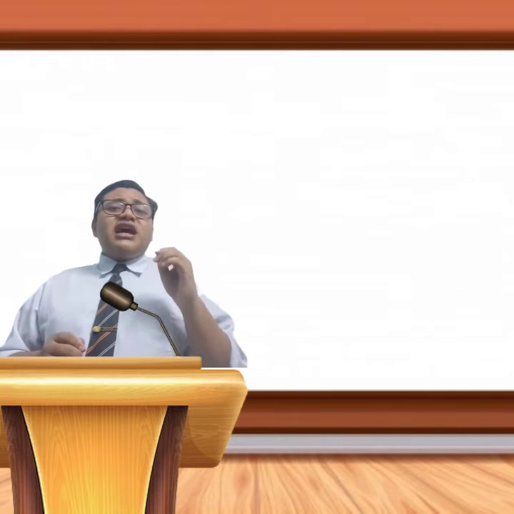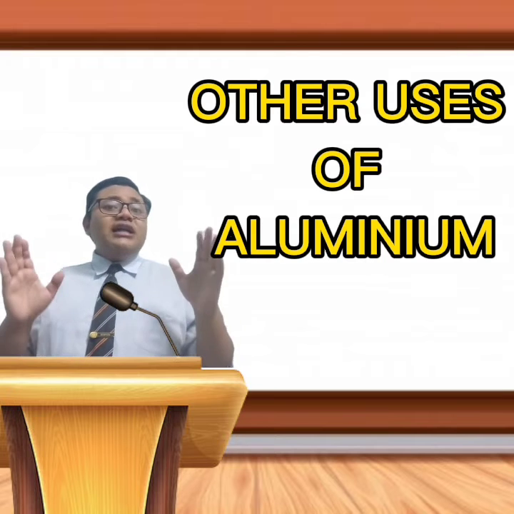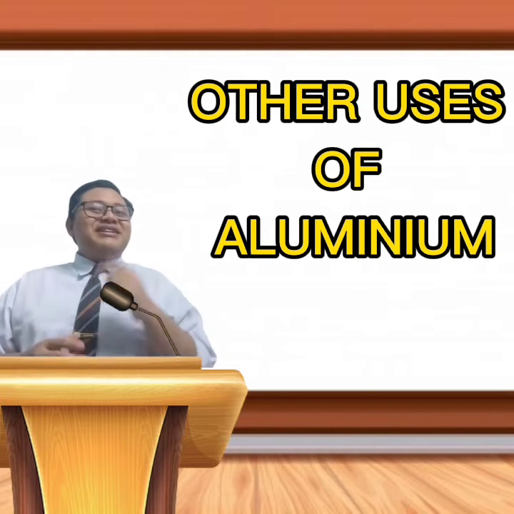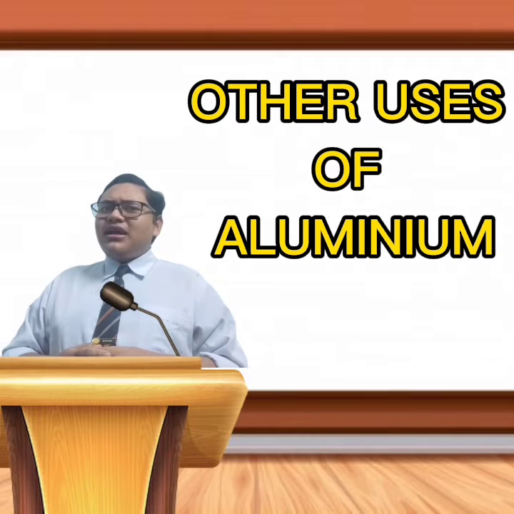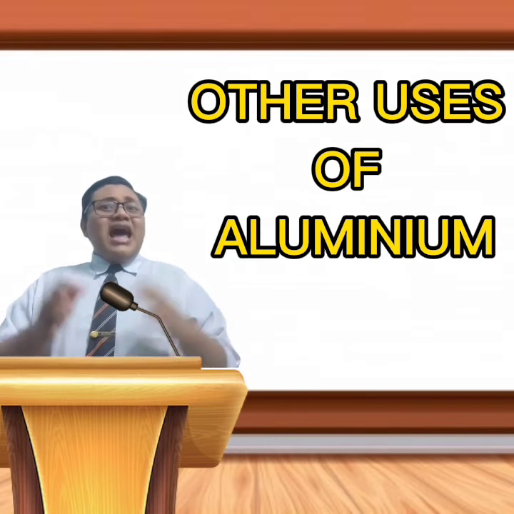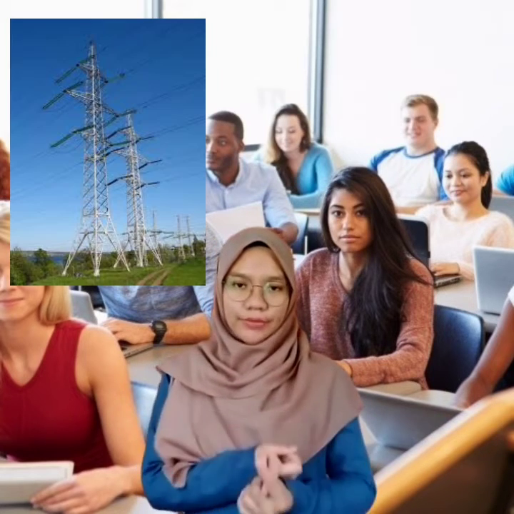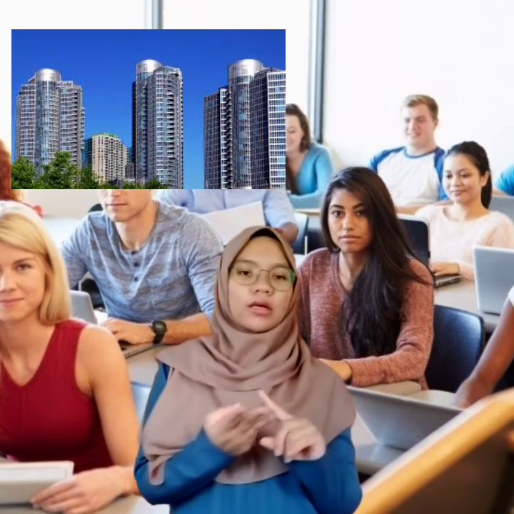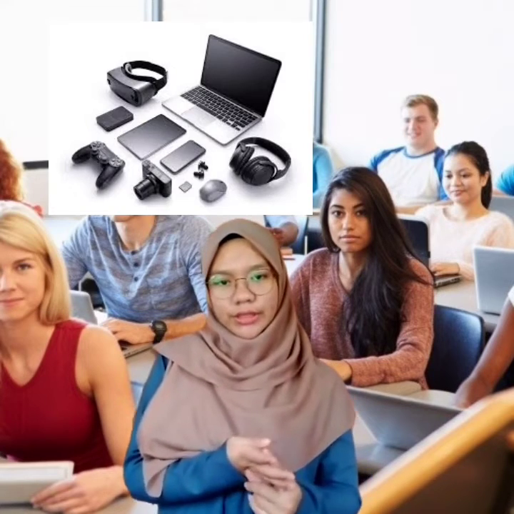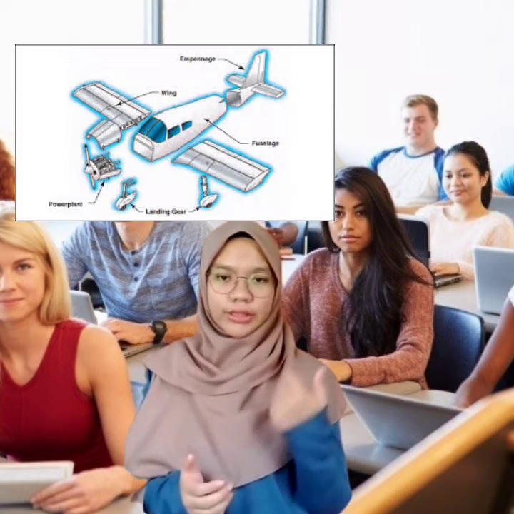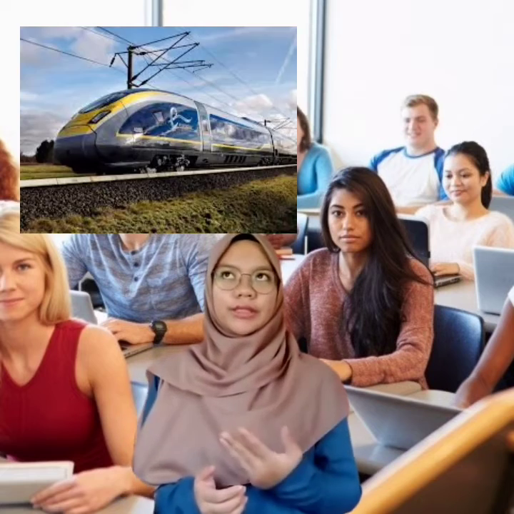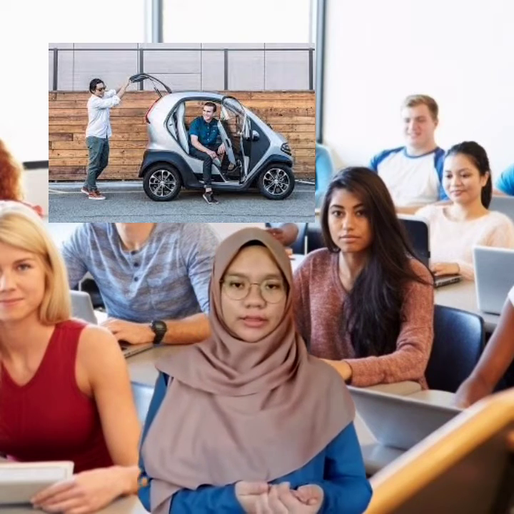But other than using aluminium in the manufacture of aircraft, there are other uses of aluminium. Can I pick someone to state those uses? How about you, Hannah? As I know, Sir Arman, there are 10 common uses of aluminium, which are power lines, high-rise buildings, window frames, consumer electronics, household and industrial appliances, aircraft components, spacecraft components, ships, trains, and personal vehicles. That's right, Hannah. Thank you for answering the question.